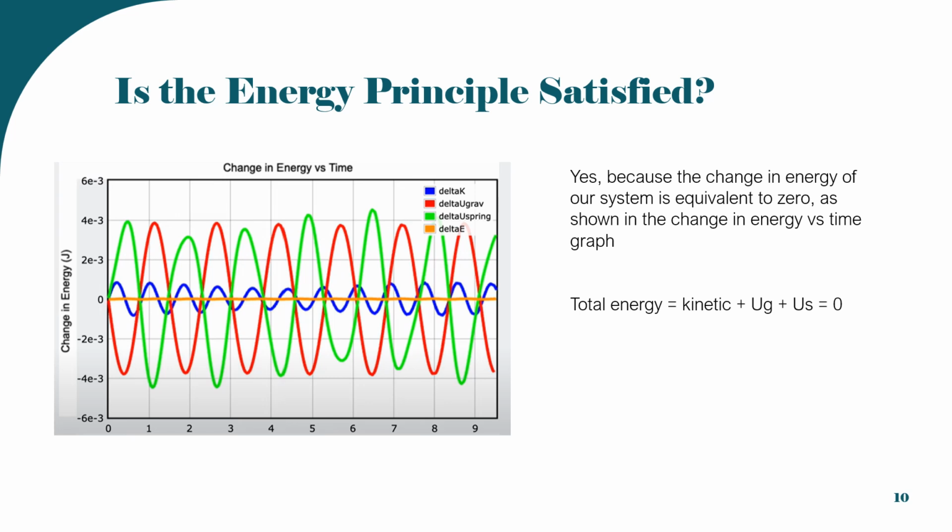And is the energy principle satisfied? It was, because the change in energy of our system is equivalent to 0, as shown in the change in energy versus time graph, which is the picture we saw earlier as well. So the total energy is equal to kinetic plus the gravitational universal constant plus the spring.